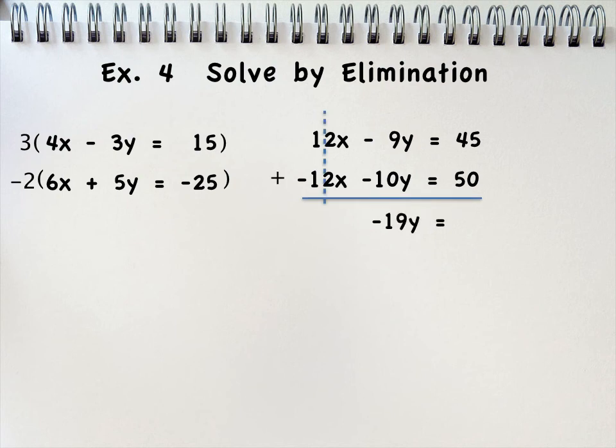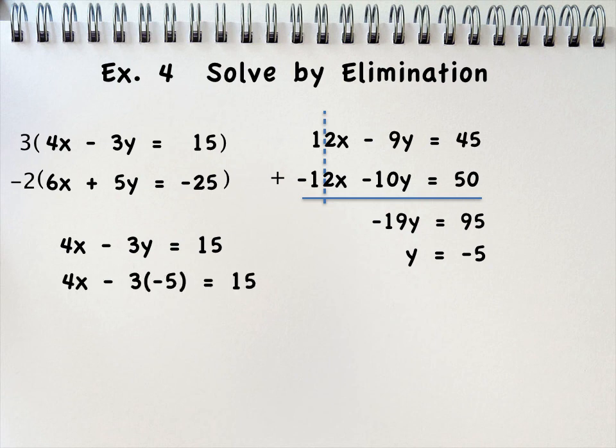And I end up with -19y equals 95. And we can divide by -19, and we get y as -5. Now that is the y coordinate of the solution. Let's plug this value into either equation. I'll pick the top one. We'll put -5 in place of y. And we'll simplify this equation. Now to solve for x, I get 4x equals 0, so x is 0.